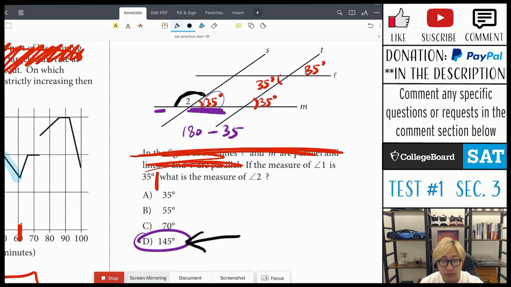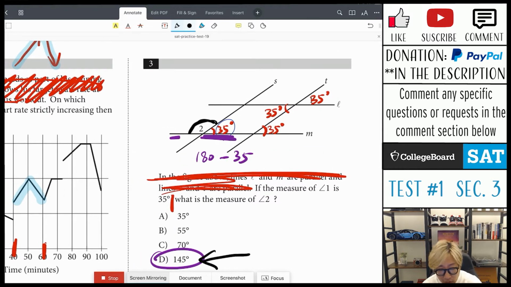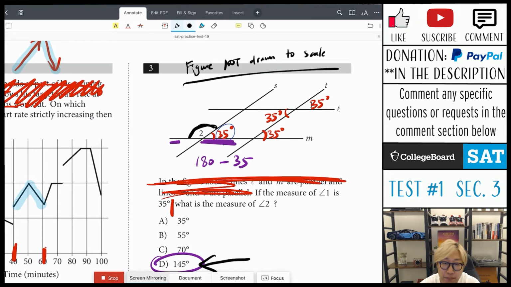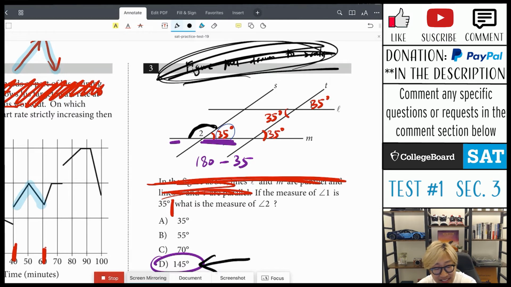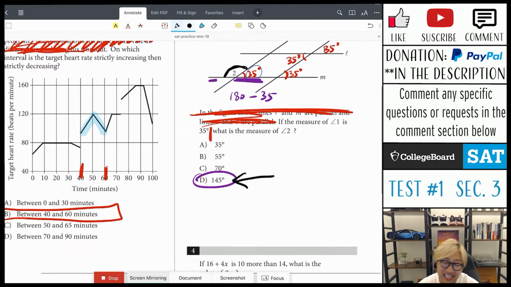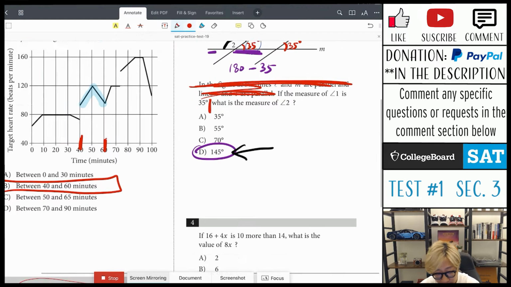Answer's right there. Now, the next question is, can you just believe what you see? Absolutely. Unless you see "figure not drawn to scale," because they will say this for certain problems. If you see this, don't do what I just did. Do not believe what you see on the diagram if you see this wording. But did I see that in this question? No. So I'm just going to believe what I see. Angle 2 looks bigger than 90. D is the only choice that's bigger than 90. That's literally a 2-second problem.